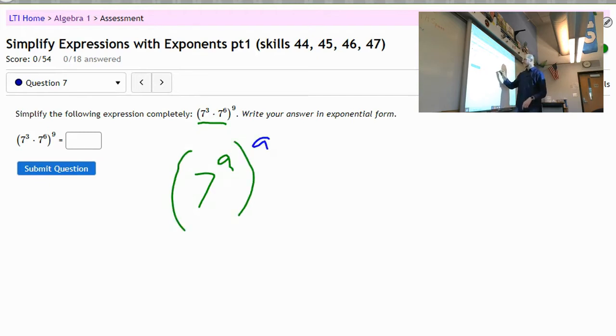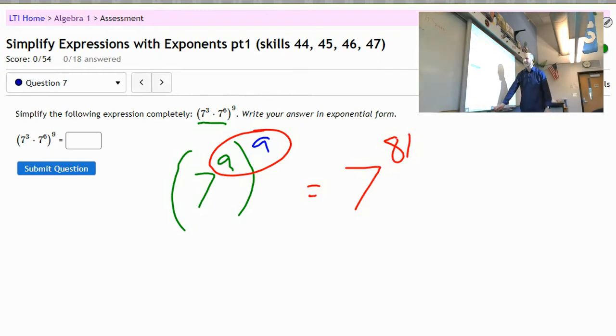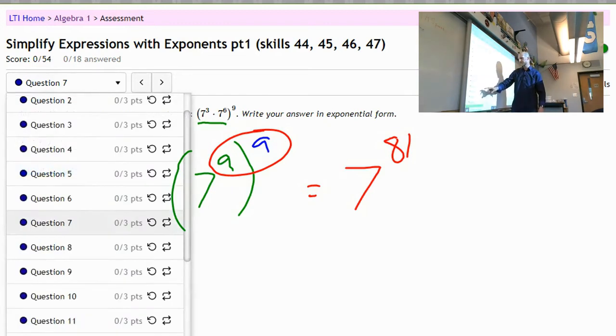Then that still needs to be raised to another power, also of 9. In this case, I've got that green power of 9 raised to the blue power of 9. A power raised to a power means multiply the exponents. 7 stays as the base. New exponent will be 81. Write your answer in exponential form. Don't get your calculator and find out what 7 to the power of 81 is. I don't even think your calculator will be able to do it. It's going to be too big of a number.